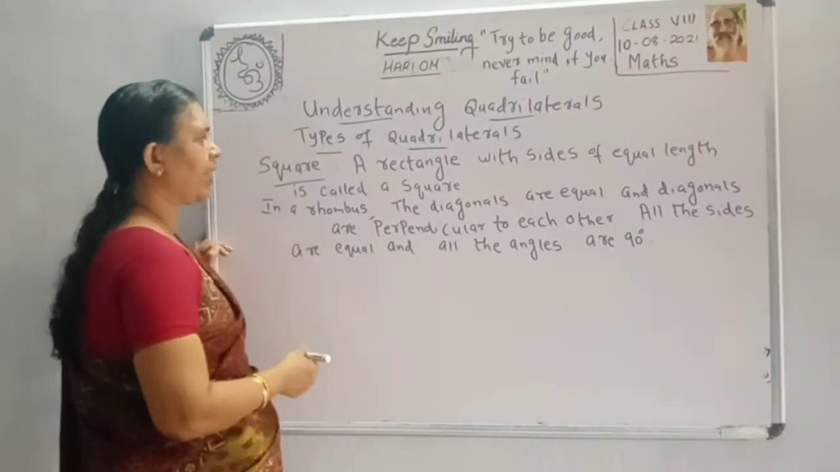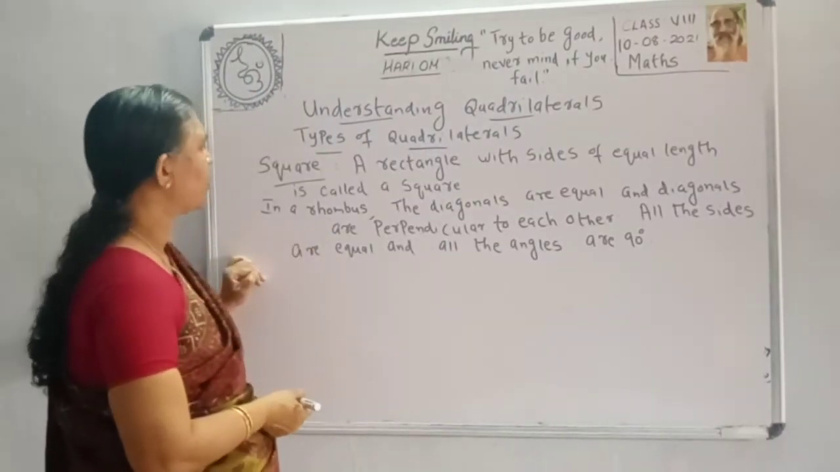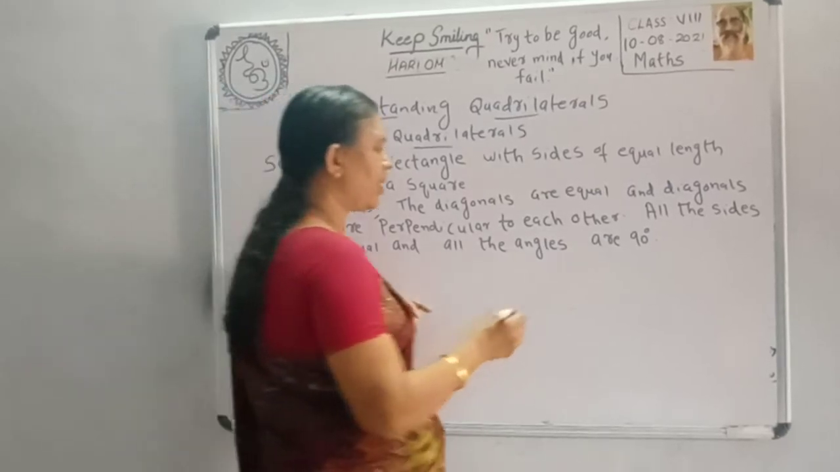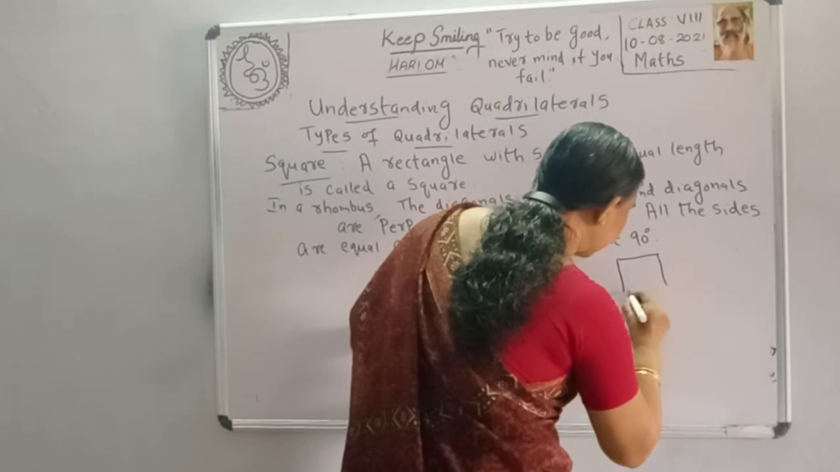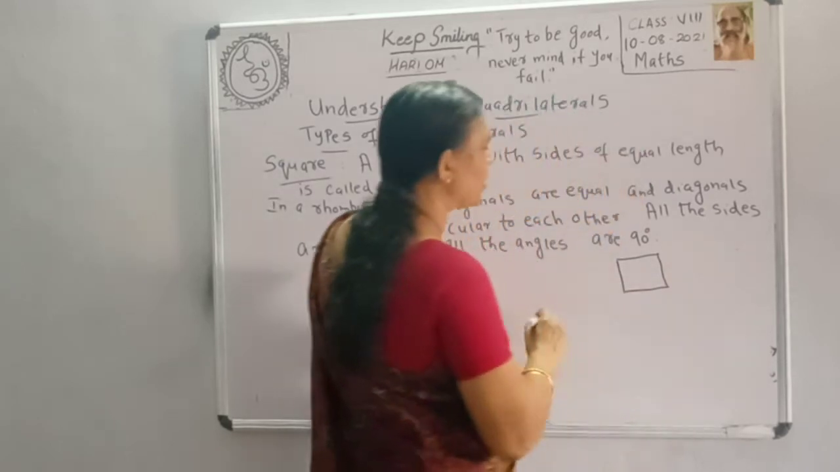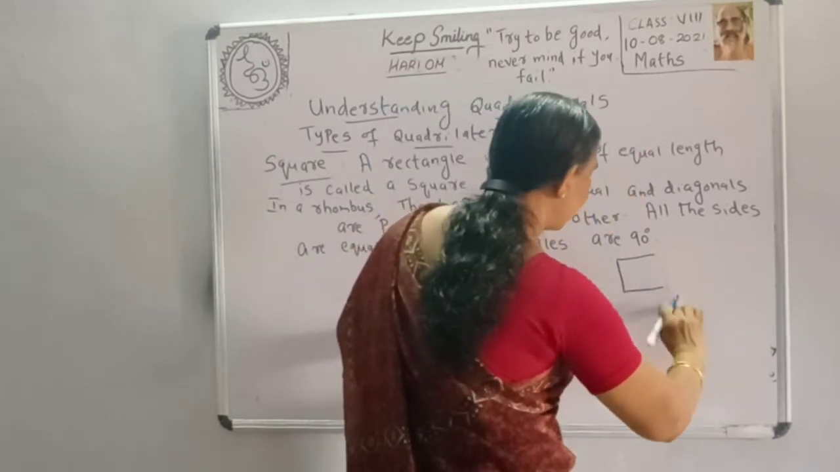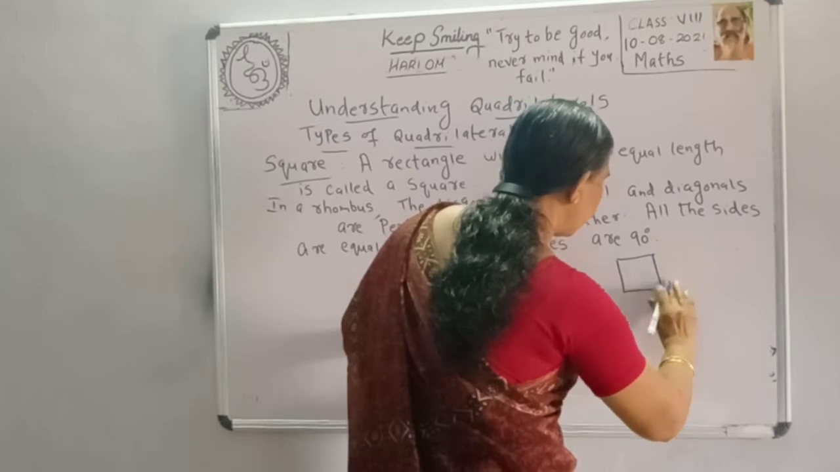Next is a square. A rectangle with the sides of equal length is called a square. If all the sides are equal, this type of rectangle is called a square. Here, ABCD.